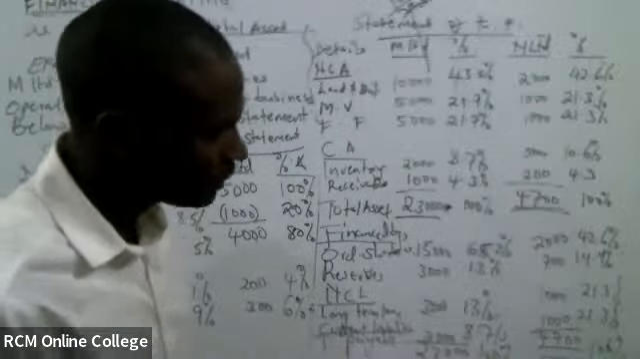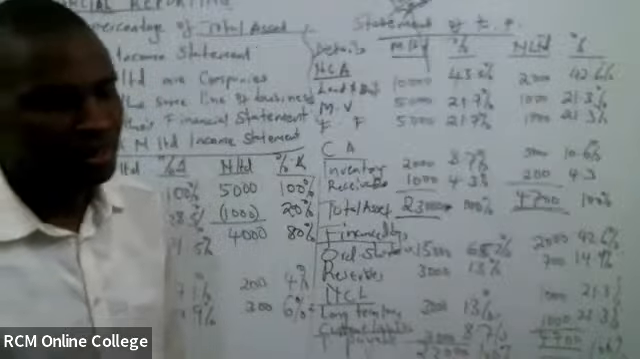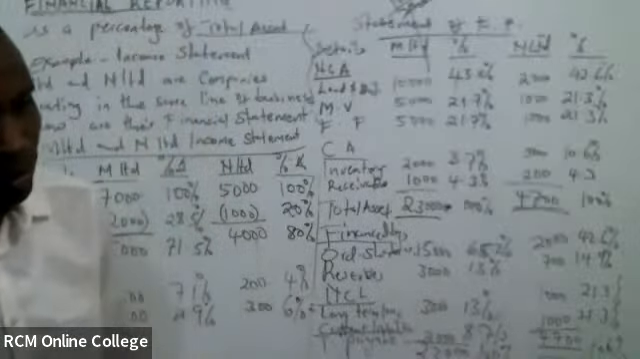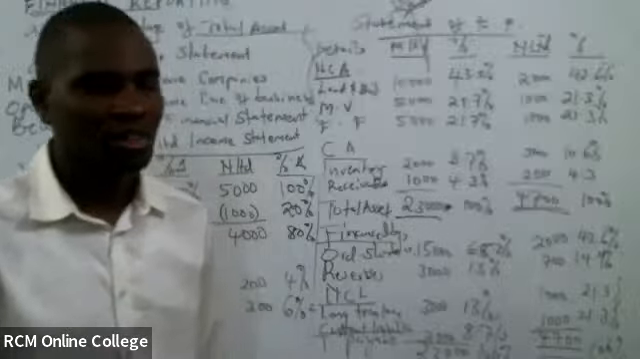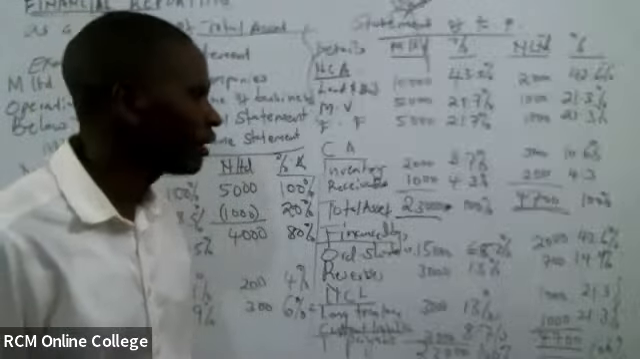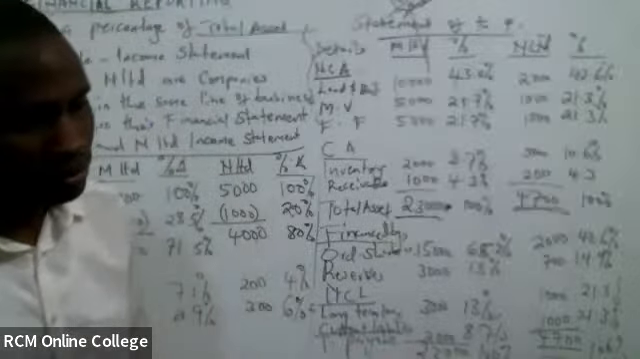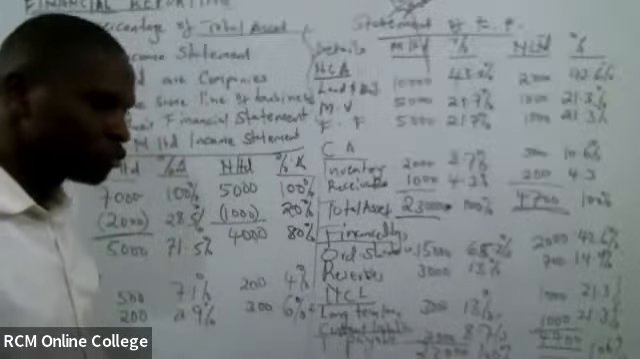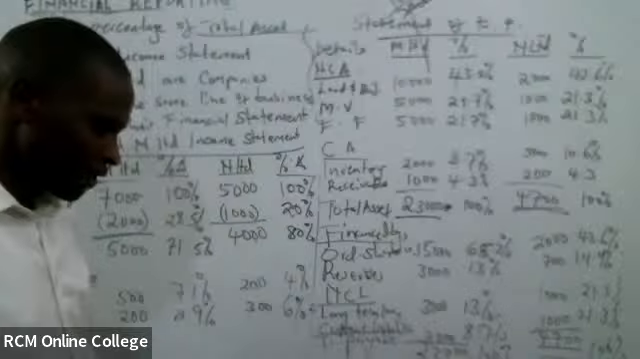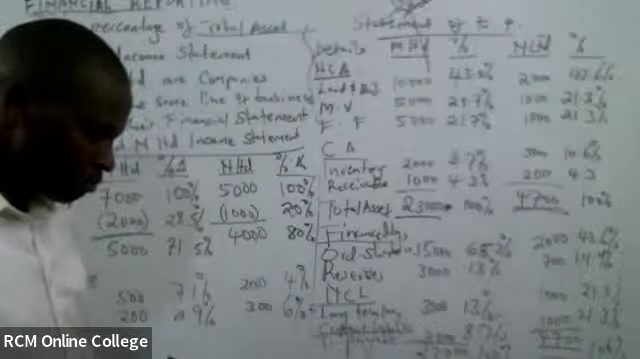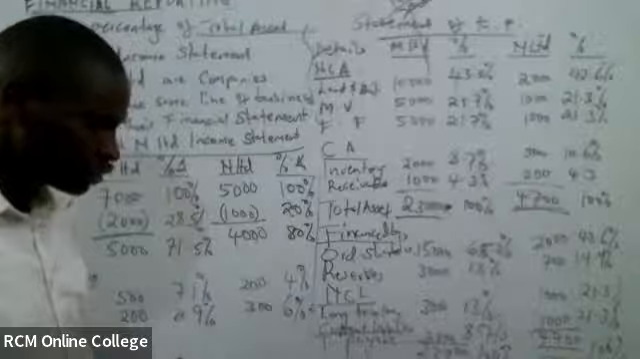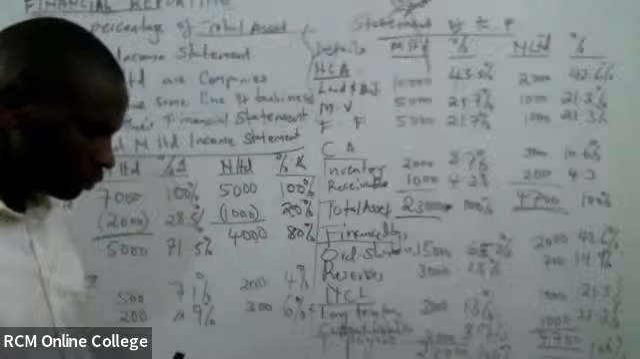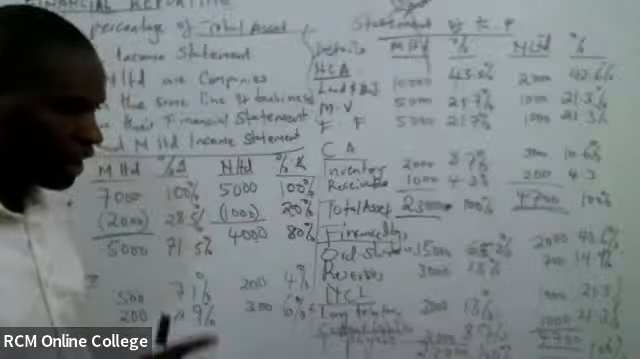So class, that's how you analyze the financial statement while using the vertical method. Tuko pamoja? Can we look at the horizontal method, and then we move to looking for more illustration. Let's move to the other method.